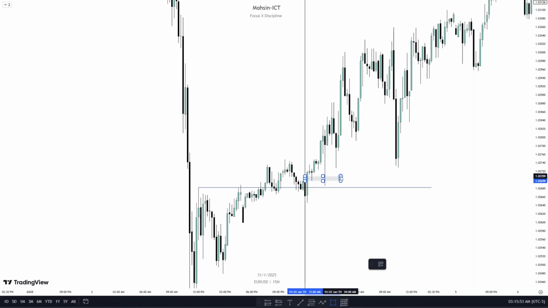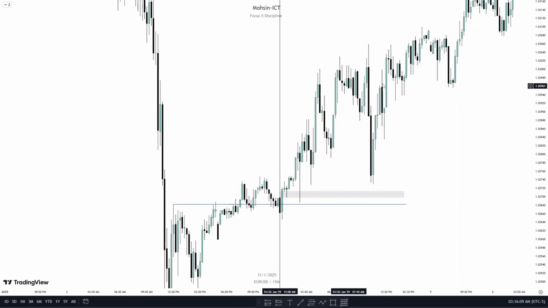One is right here. See, price gives us a nice entry, and then boom, it's right here. We could have entered right here, put our stop loss right here, and then targeted the US drawn liquidity or fair value gap. This one.